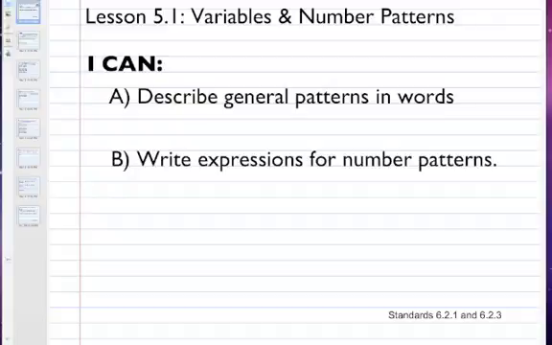Tonight we are starting our next unit, Unit 5, which is variables, formulas, and graphs. A lot of the work you're going to do in these 6 lessons is giving you a foundation for math courses that are yet to come in middle school and your algebra math courses. So our first lesson has to do with variables and number patterns. 2 objectives for tonight: describing general patterns in words and writing expressions for number patterns.